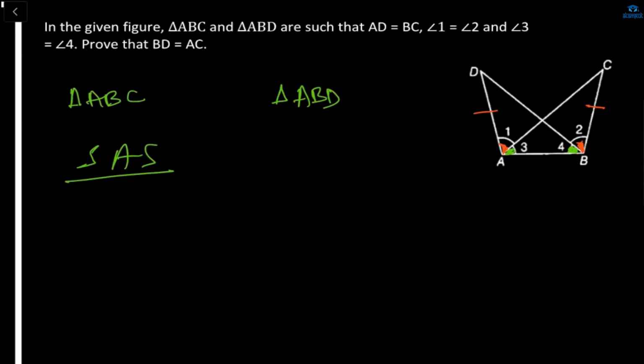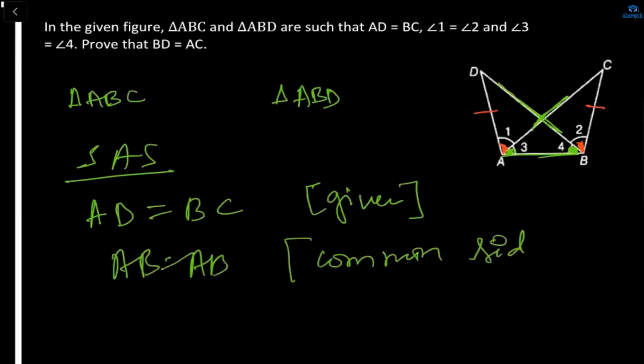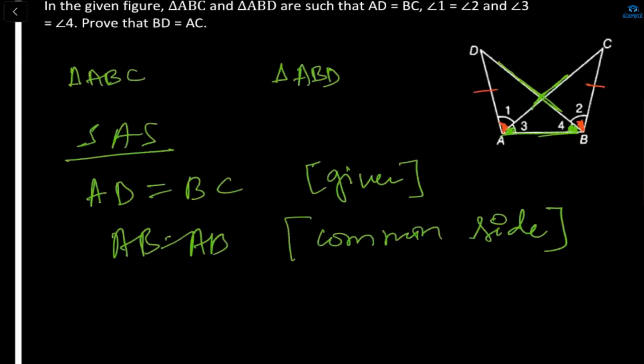It is already given to you that AD is equal to BC. Now the other side, you have to prove that this one is equal to this one. Now, AB is common in both the triangles. AB is equal to AB, a common side. Now we have got the two sides. The angle between these two sides is this whole angle.